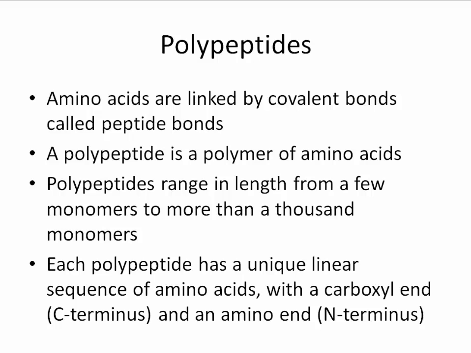So amino acids are linked by covalent bonds, and we know that covalent bonds are these nice, strong, sturdy bonds. But when they join two amino acids together, they are called peptide bonds. So when many amino acids are joined like that, then it becomes a polymer of amino acids. And instead of saying a polymer of amino acids, we just say polypeptide. Polypeptides can be a few monomers or can have thousands of monomers. So the length does vary. And each polypeptide has a unique linear sequence of amino acids, but they always have a carboxyl end, which is called a C-terminus, and an amino end, which is the N-terminus.